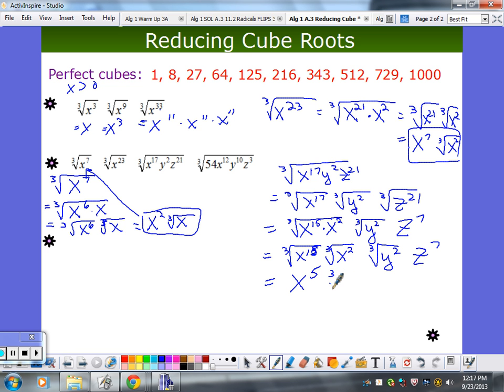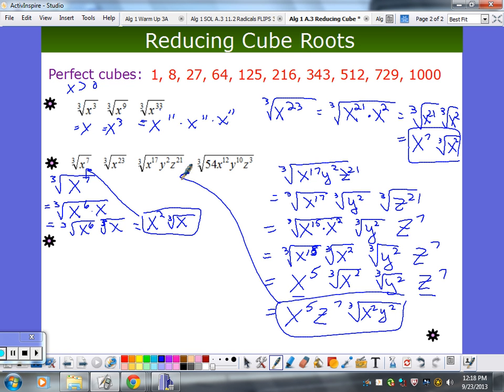Cube root of x squared, cube root of y squared. Can't do anything, so I've reduced as much as I can. What's my final step with this? Put the stuff I've taken outside the radical up front, and the stuff that's inside we put back in one radical. So look at that. That's that one. Wow, it looks hard.